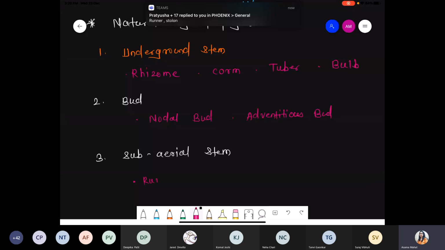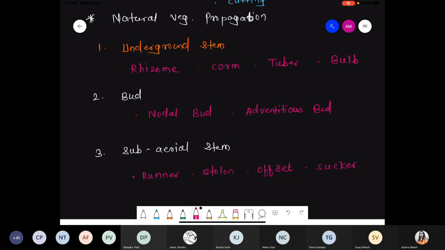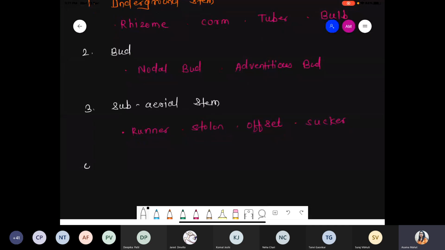Number one, runner, which is very common in terrestrial grasses. Then stolon, very common in case of jasmine. Offset, very common in case of aquatic plants like Eichhornia, Pistia. And finally, sucker, very common in case of chrysanthemum. Next one, large fleshy bud, that is bulbils.